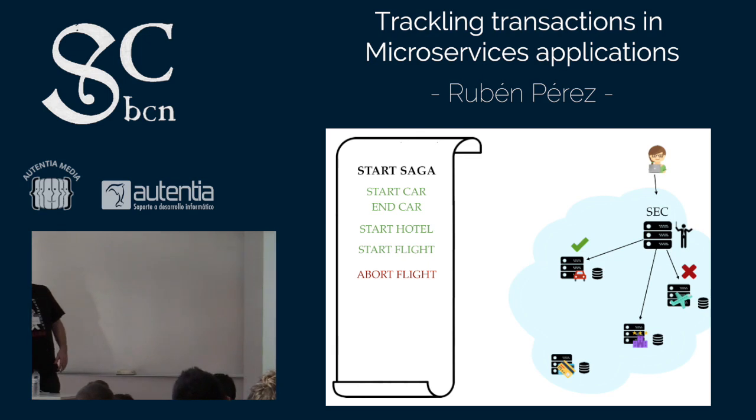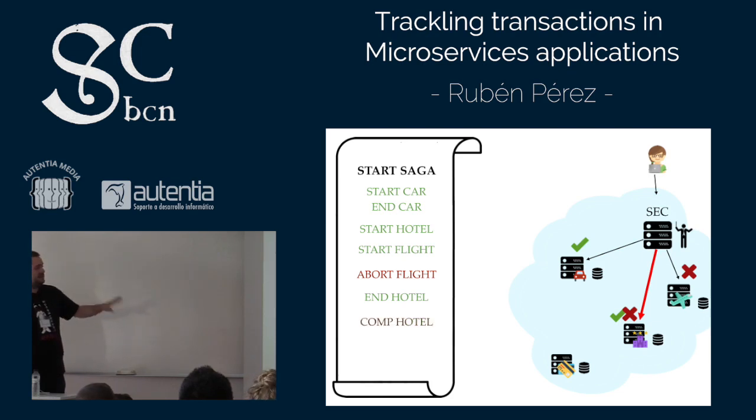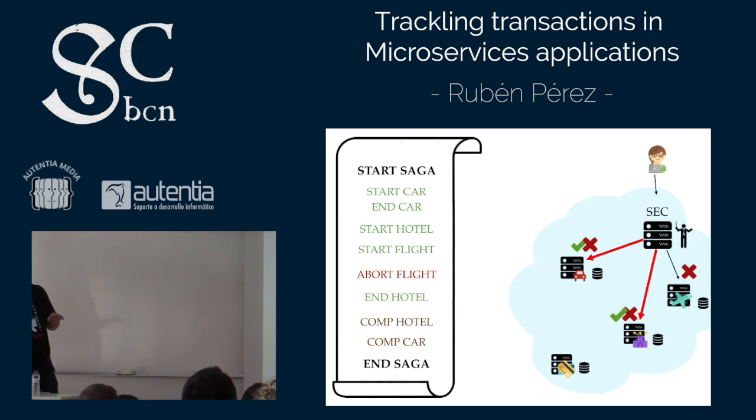Given that my requests are idempotent, I can just retry until it succeeds. And I write to the log that I have completed the task. Now that I have completed the task, I know that I have to undo that. So I send a request to compensate that. That succeeds, so I have compensated the hotel request. Now I do the same thing for the car service. I write it to the log, and I end the saga. Do you have any doubt about this?